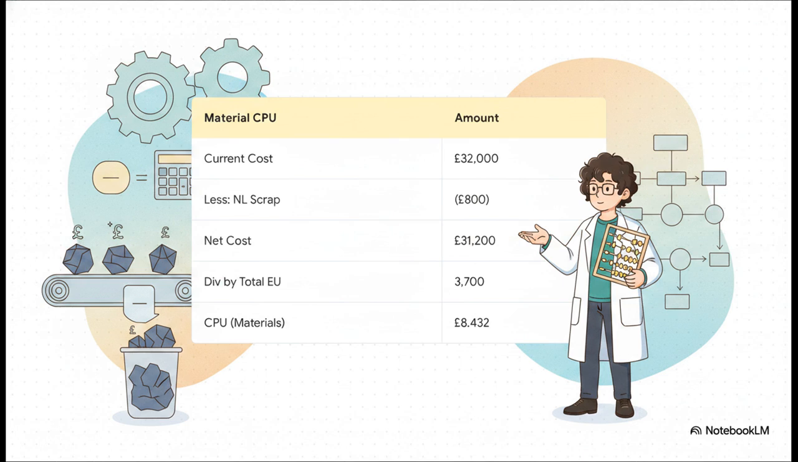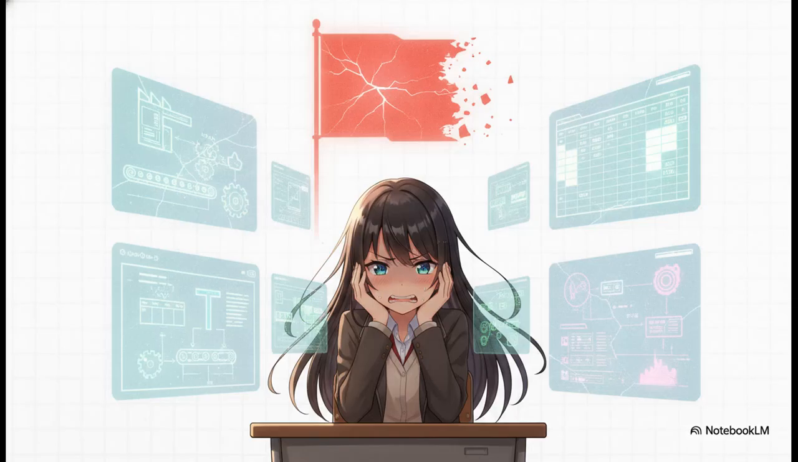But here's the crucial part. You must make absolutely certain to subtract the scrap value of your normal loss first. We take our current material costs of 32,000 pounds, but we subtract the total scrap value of 800 pounds. That gives us a net material cost of 31,200 pounds. We divide that new net number by our 3,700 equivalent units, giving us a highly precise material cost of 8.432 pounds per equivalent unit.